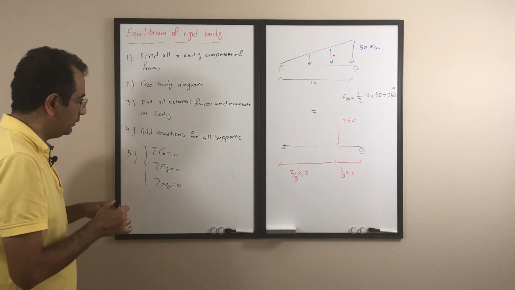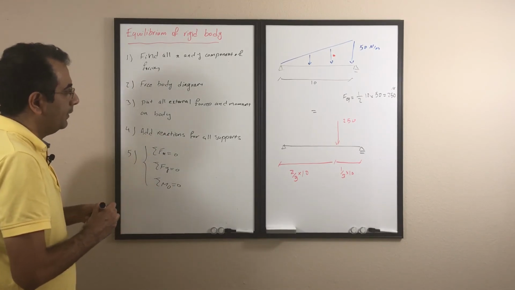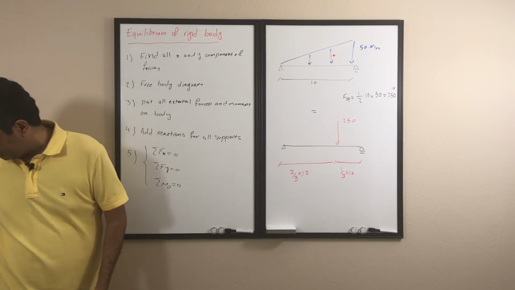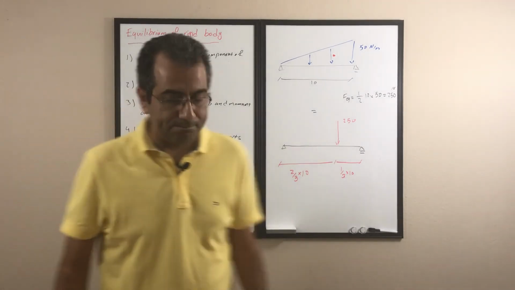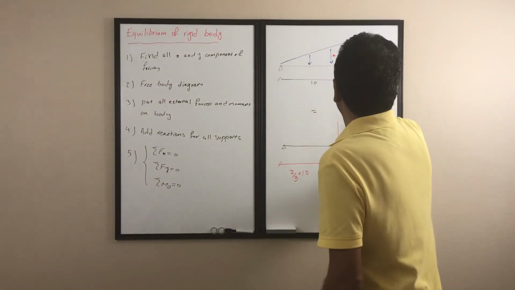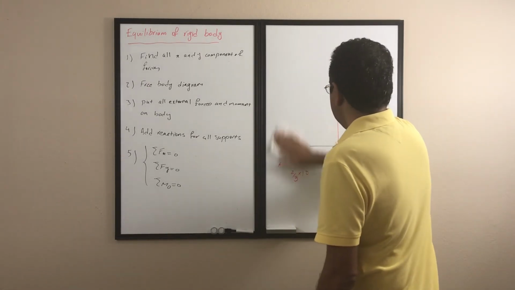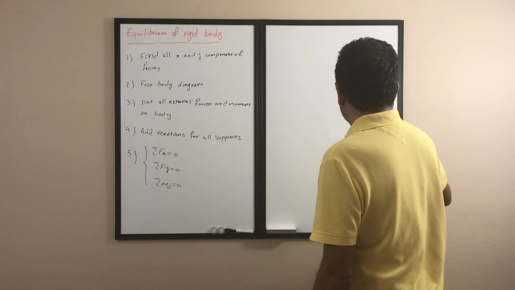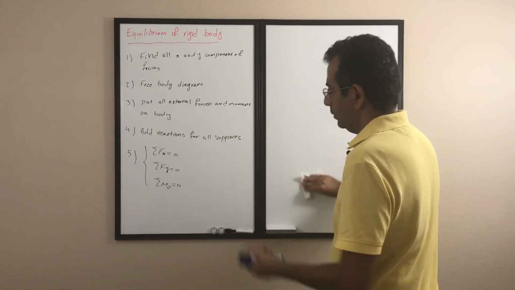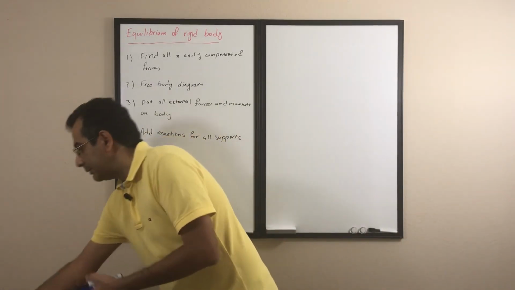By the time you are writing these equations, you will get all the unknowns you had. Almost on all the 2D rigid body equilibrium problems that you have, those are the steps that we'll go through, and I will show you with a quick example.